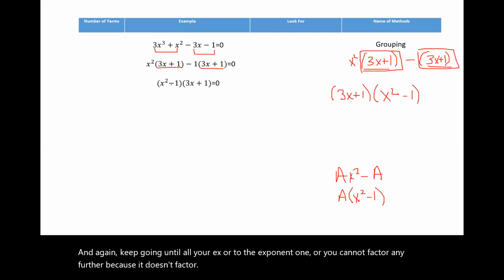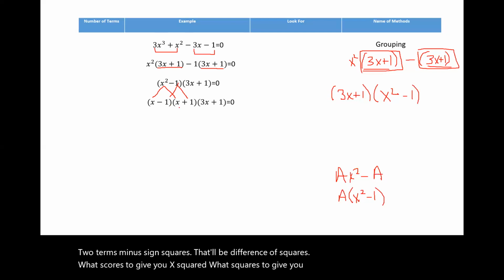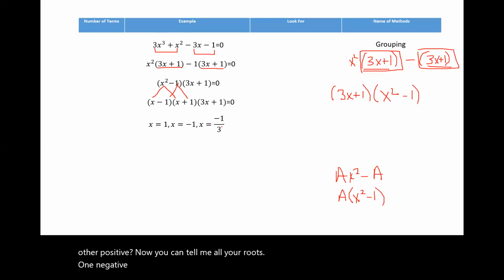Two terms, minus sign, squares. That'll be difference of squares. What squares to give you x squared? What squares to give you 1? One term negative, the other positive. Now you can tell me all your roots: 1, negative 1, negative 1/3.